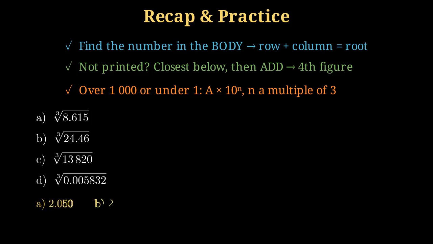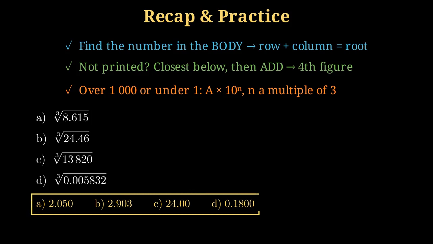Answers: A, 8.615 is printed exactly, 2.050. B, closest below is 24.39. Then the ADD columns give 3. 2.903. C, 13.82 times 10 cubed, 2.4 exactly times 10, 24.00. And D, 5.832 times 10 to the minus 3, 1.8 divided by 10, 0.1800.